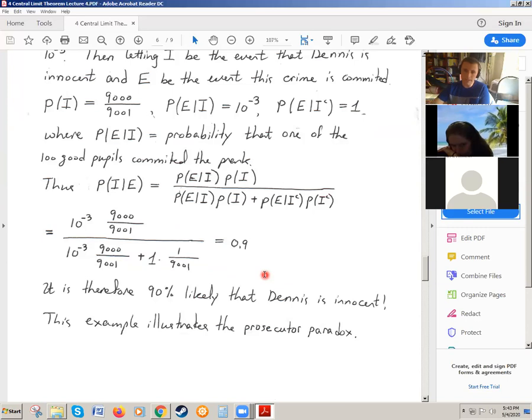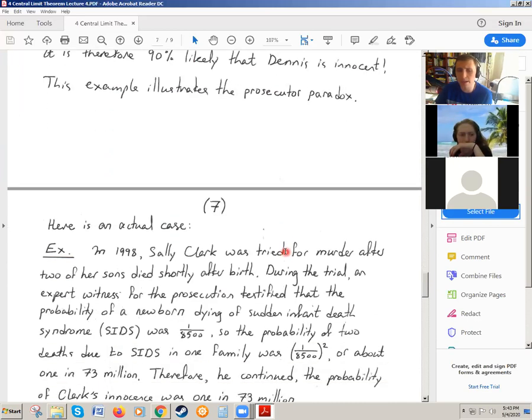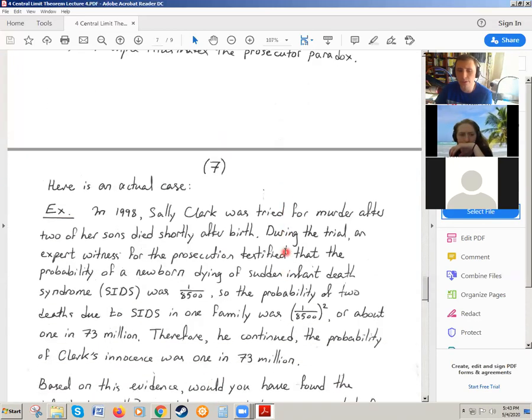So that's called the Prosecutor's Paradox. And there was an actual case that involved the Prosecutor's Paradox. This happened apparently in '98. A person named Sally Clark was tried for the murder of her two sons. Shortly after they were born, those two sons died.